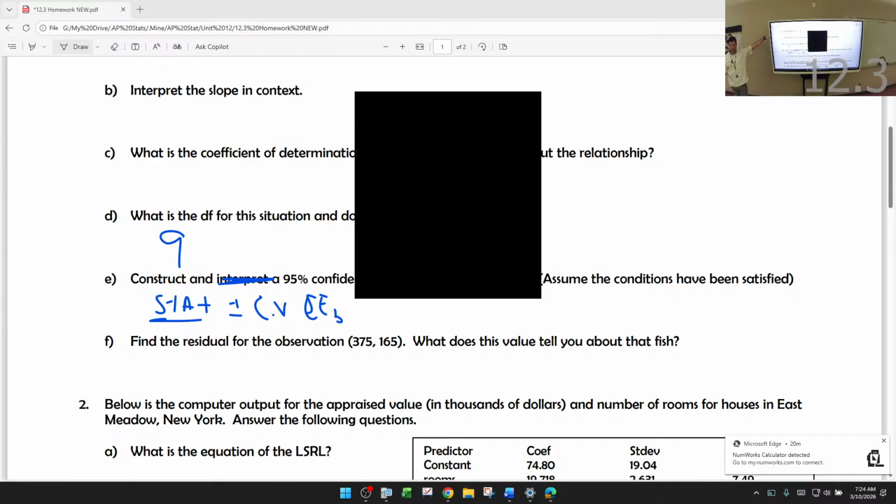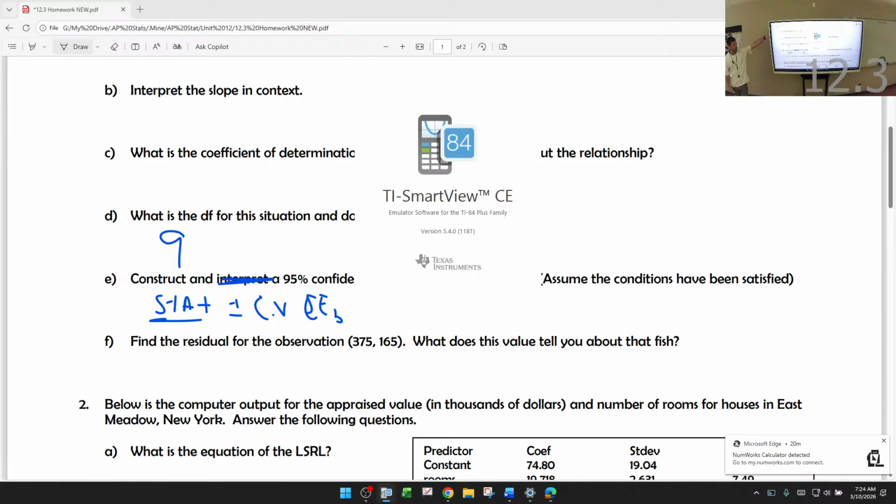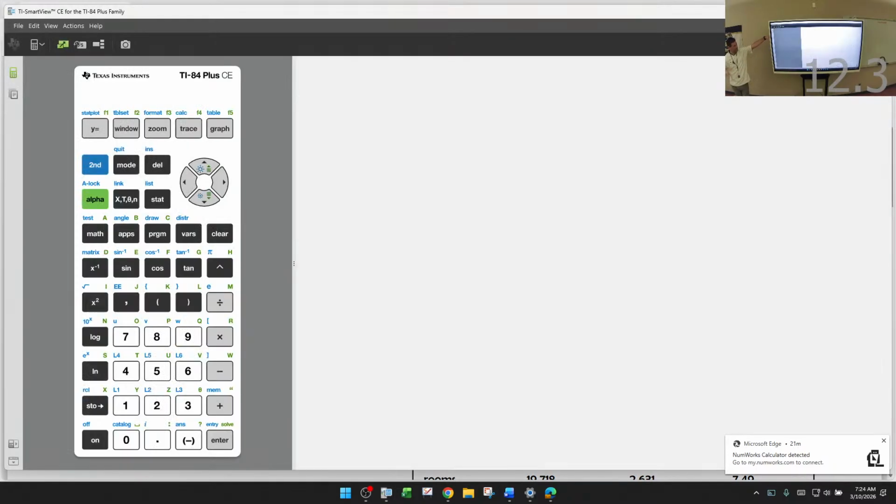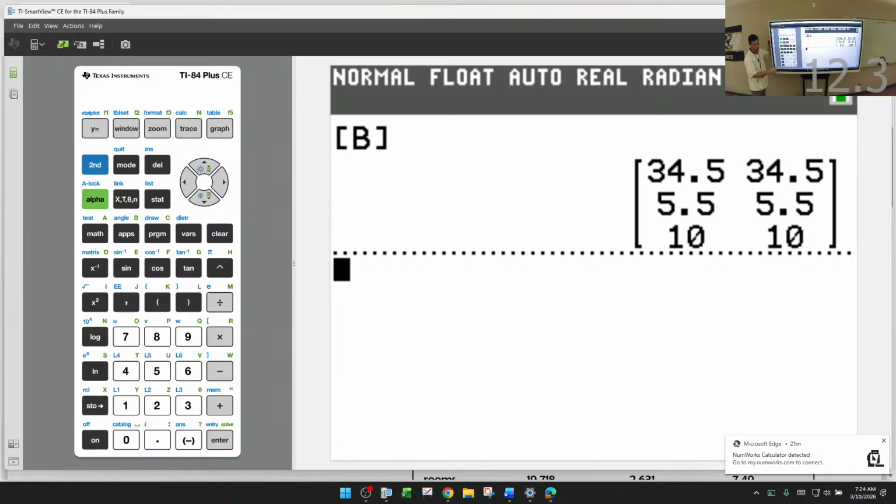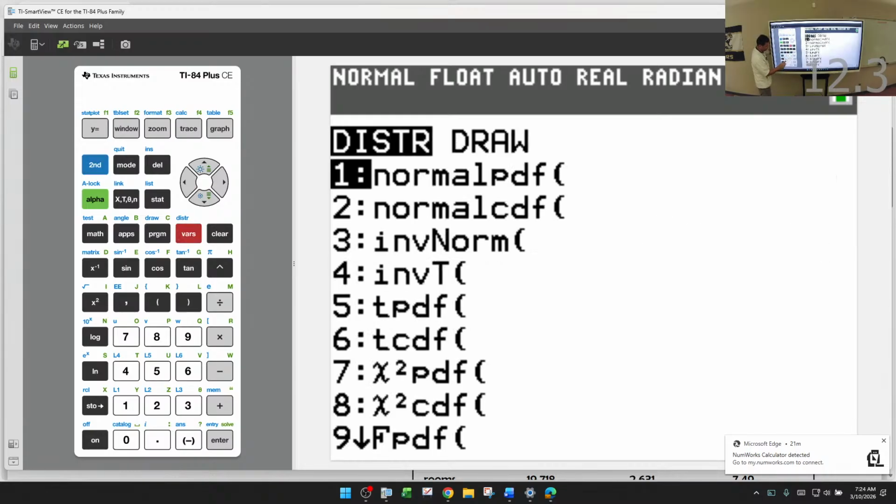Or you can use your table, or you can use Desmos, right? Some of you guys are real comfortable with Desmos. So the critical value, which is different than the test statistic. Test statistic is T, critical value is T star. You're going to do one of 2 things, right? If you don't have Coach Mayer program, you're going to do distributions and you're going to do inverse T.